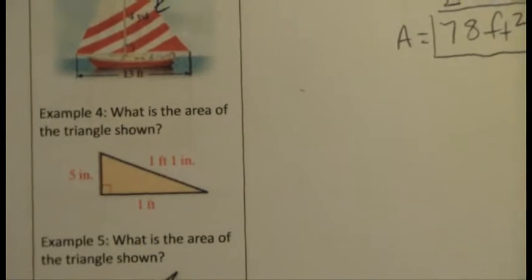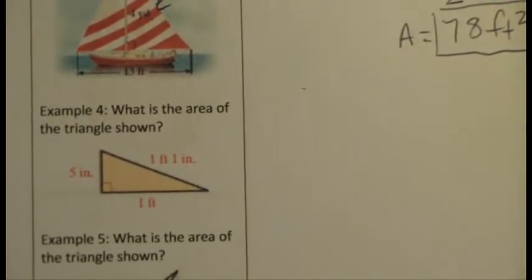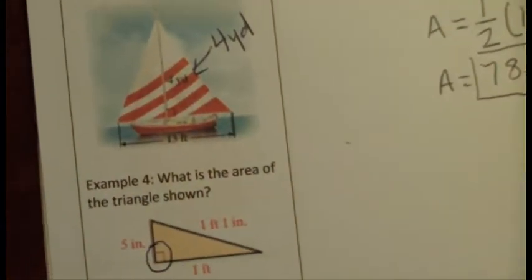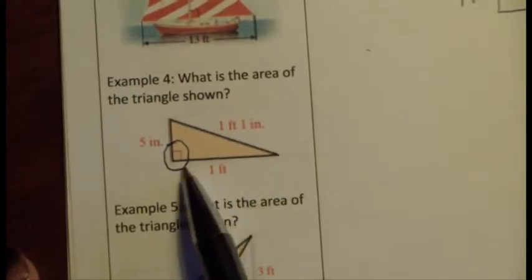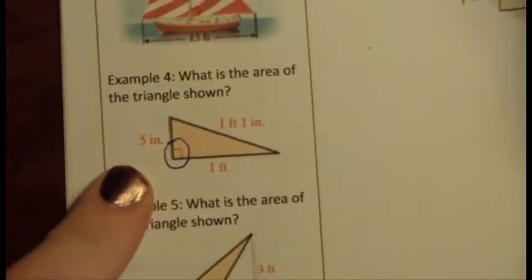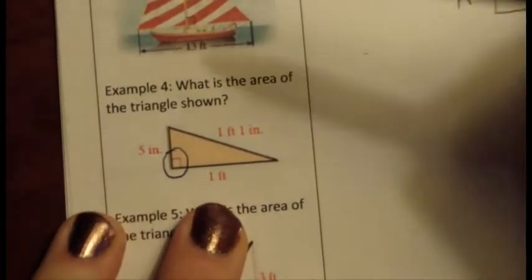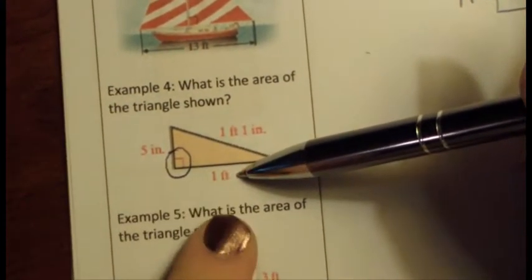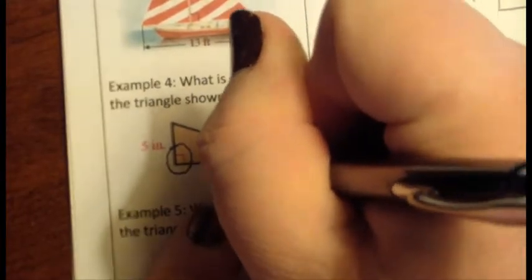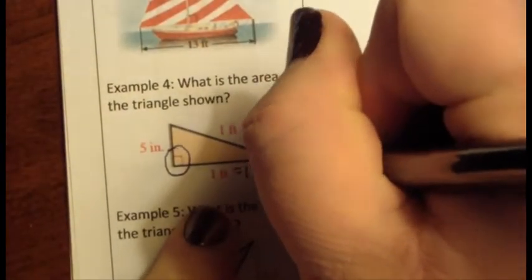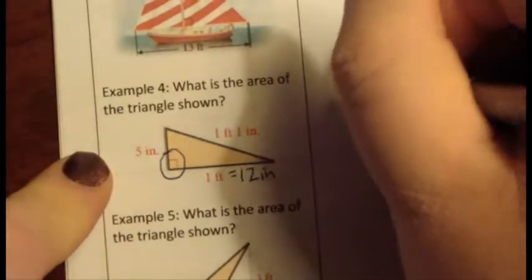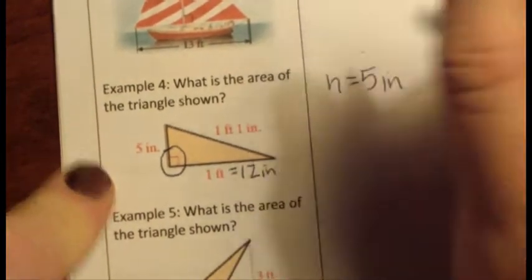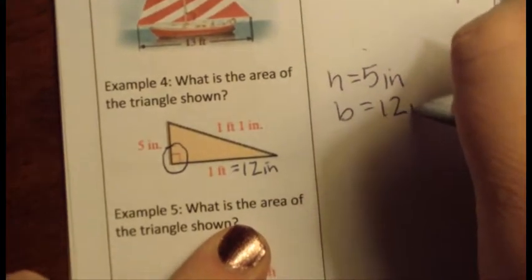All right, number 4. What is the area of the triangle shown? So this time we have a right triangle. So our base and our height are actually parts of the legs of our triangle. So in this one, it doesn't matter which one we say is our base, which one's our height, but again, you'll notice this is 1 foot, and that's 5 inches. So we know there's 12 inches in a foot, so that's the same as 12 inches. So we'll say our height is 5 inches, and our base is 12 inches.